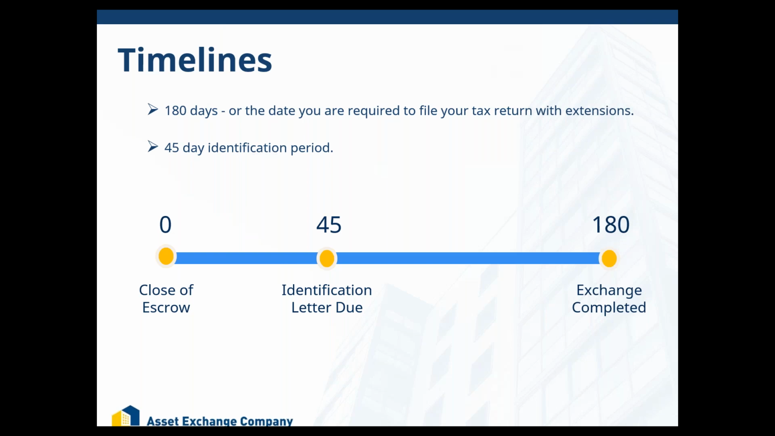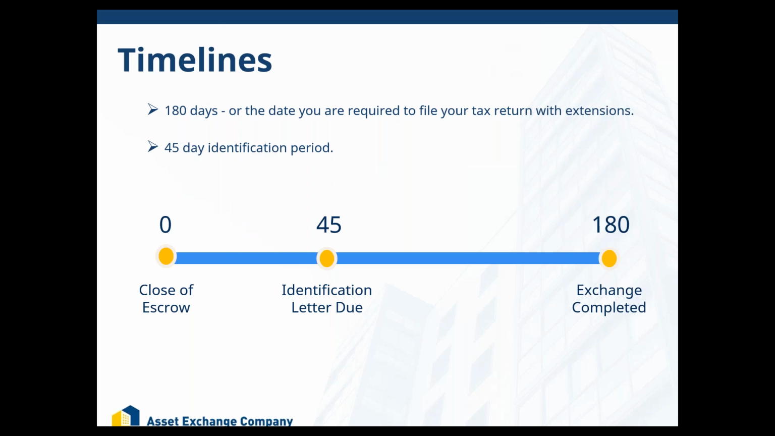Let's just say you identify 3 properties. You put it on the form, you sign it, you turn it into us by midnight of the 45th day. Now, if after midnight of the 45th day, one of those properties sells, there's no going back and saying, hey, one of those properties I identified just sold, there's no way I could ever buy that property now. It doesn't matter. You're locked into buying at least one of those other properties, one out of the 2 remaining properties.